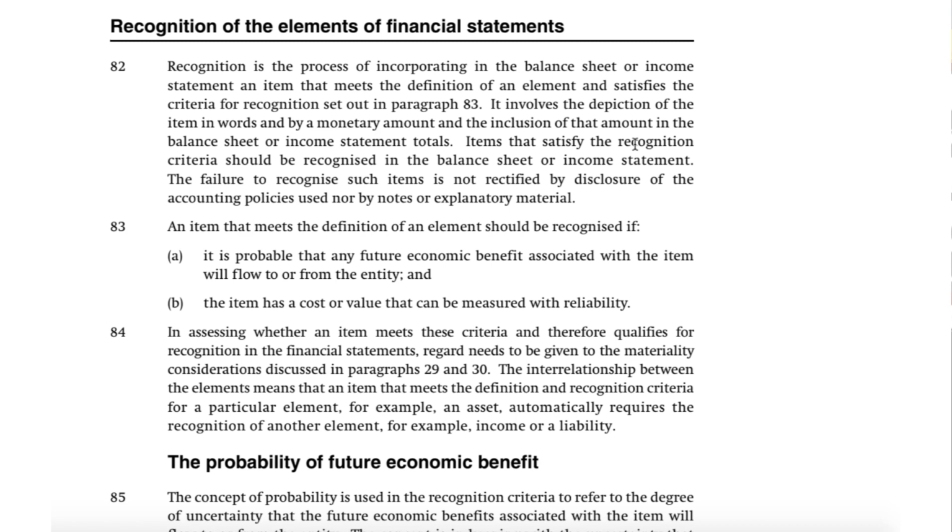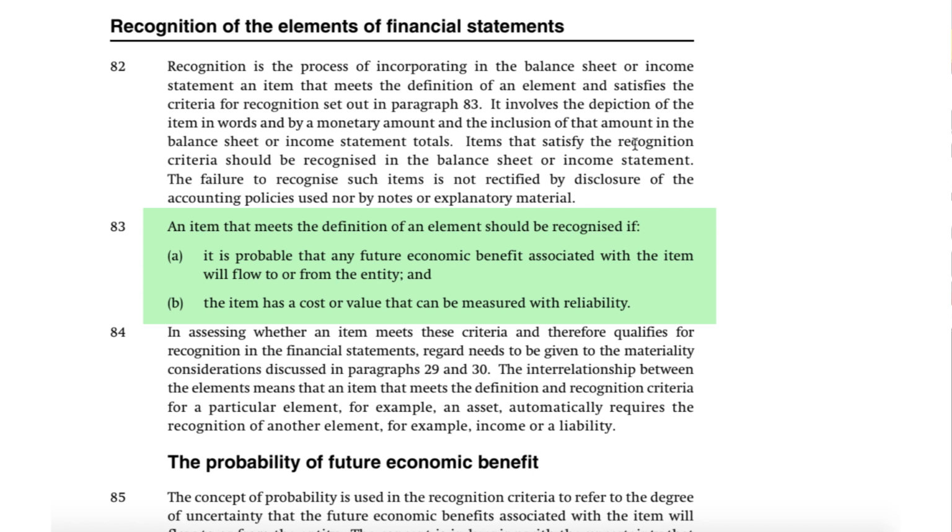Paragraph 83 in the 1989 framework. Just read it from an inventory point of view with the lens of, I have just purchased inventories that I intend to resell. Can I recognize those? Can I do the journal entry? It is for inventories because it's for resale, so it meets the definition in terms of IS2 of what inventories are. But can I recognize the journal? Well, an item that meets the definition of an element, in our case, inventories, so an item that meets the definition of inventories should be recognized if it is probable that any future economic benefit associated with the item will flow to or from the entity.